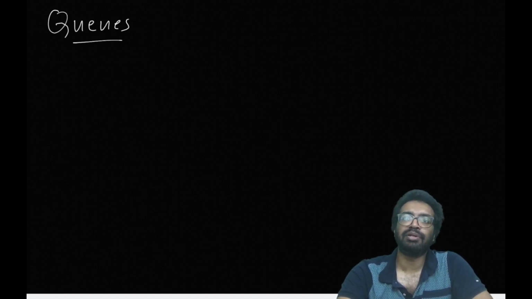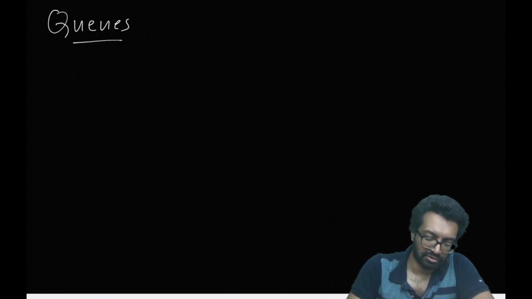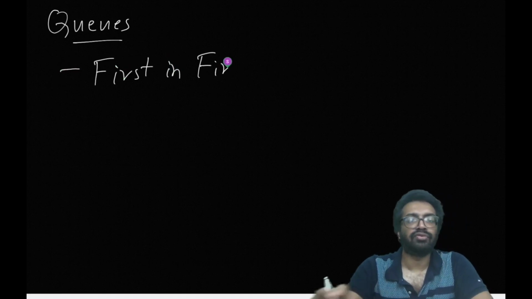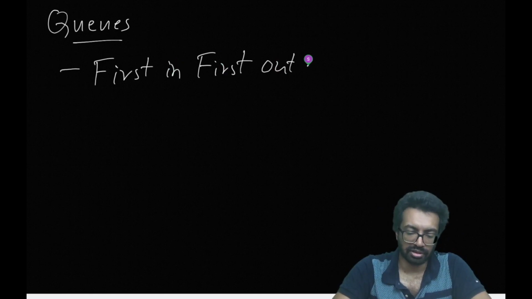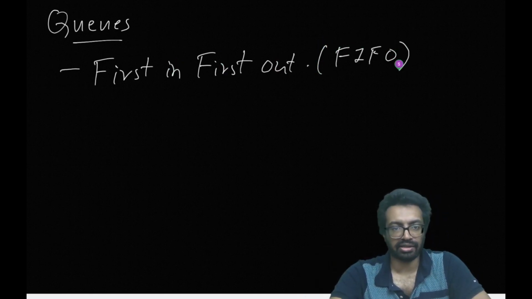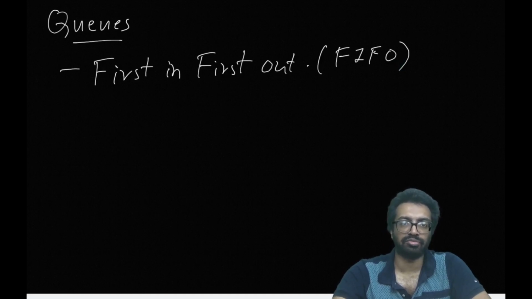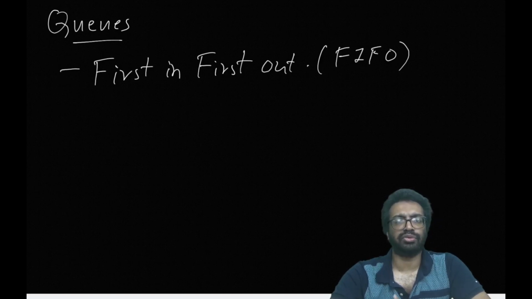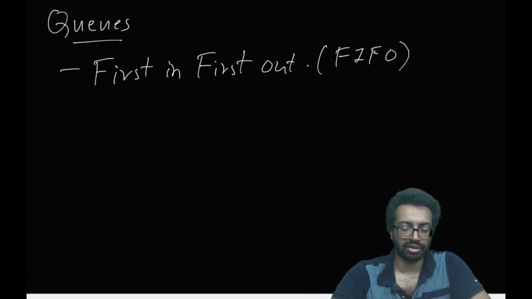So the principle a queue follows is the first in first out principle. Just recollect what is a stack. A stack was last in first out, LIFO principle, and a queue has a first in first out principle. You have seen enough queues in real life, so no need of any more examples of queues.